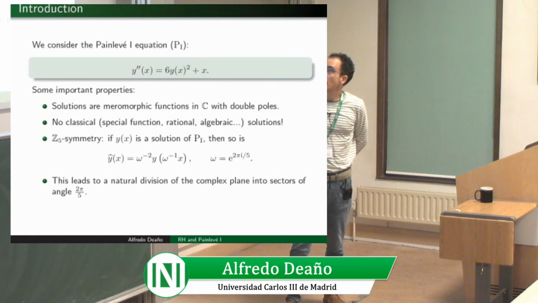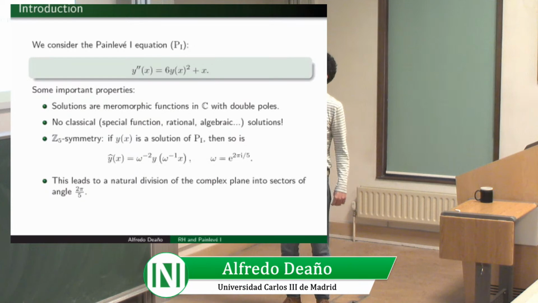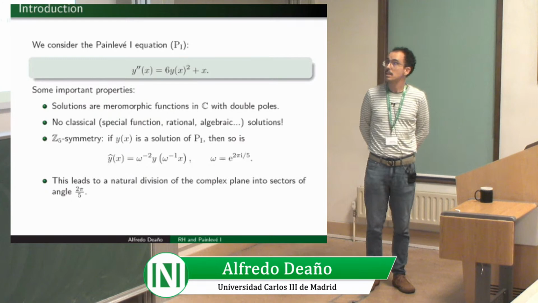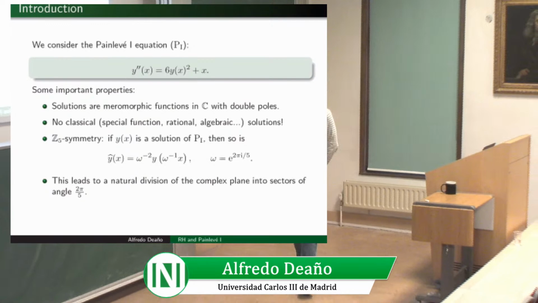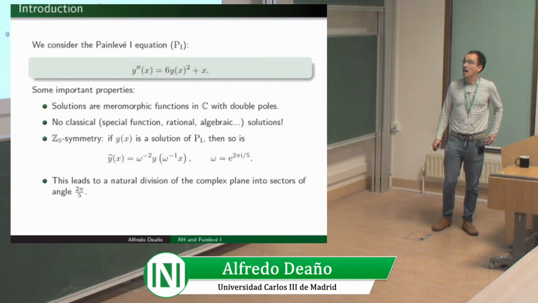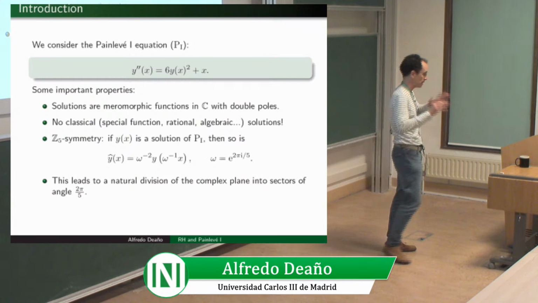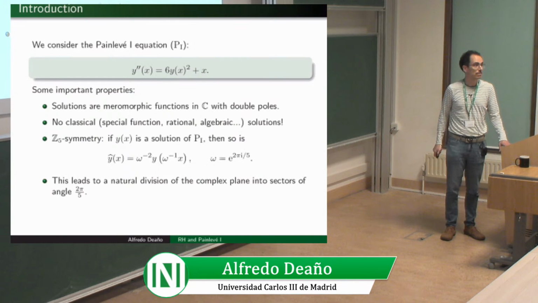So we've heard about several of the Painlevé equations in this workshop and also during the program. And probably Painlevé one is one that has appeared very often. So this is, you probably know, the form, these nonlinear second order differential equations, with some important properties that we have seen before. The solutions are, in this case, meromorphic functions in the complex plane with only double poles. This is a very classical property. There is not any kind of reduction to any classical special functions, rational or algebraic solutions. You really go into Painlevé transcendents right away, even though the equation looks harmless.